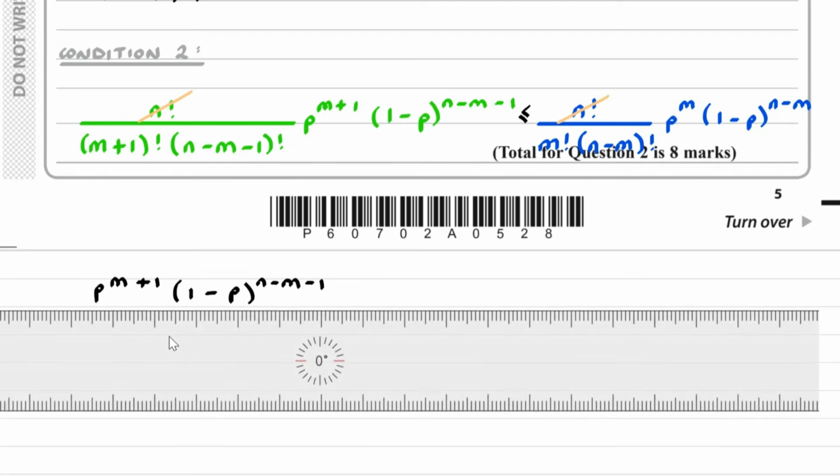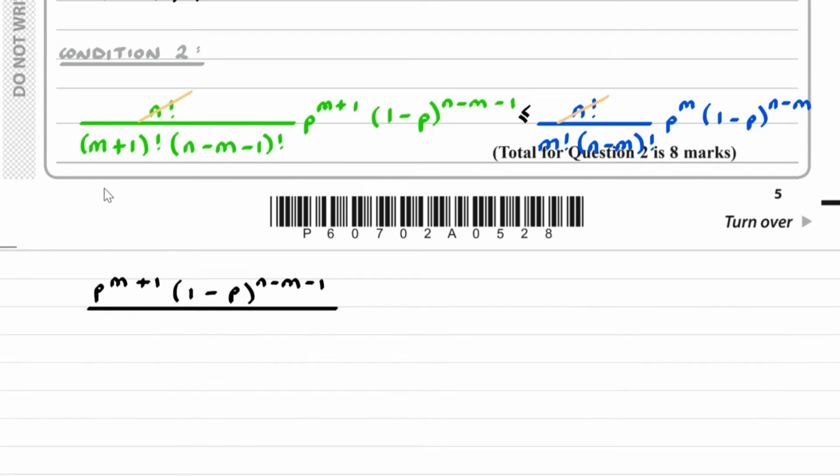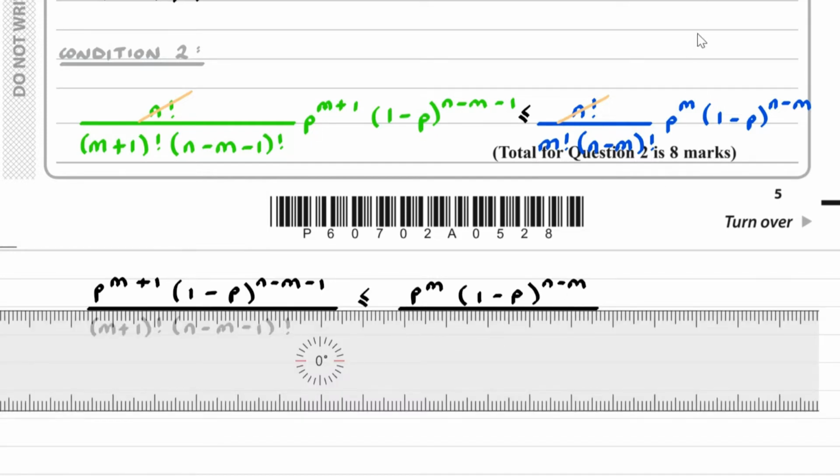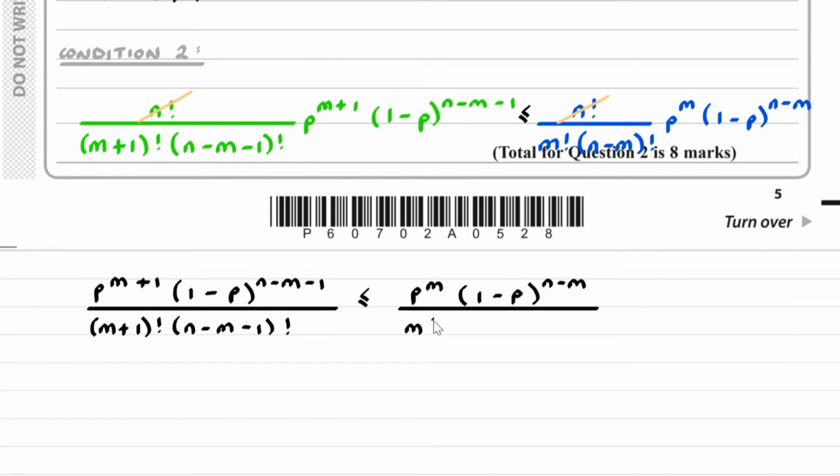and then we are dividing this by m plus 1 factorial times n minus m minus 1 factorial, and this is less than or equal to p to the m times 1 minus p to the n minus m, and then I'm going to divide this by m factorial times n minus m factorial.